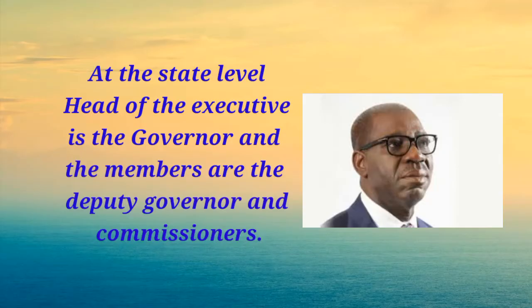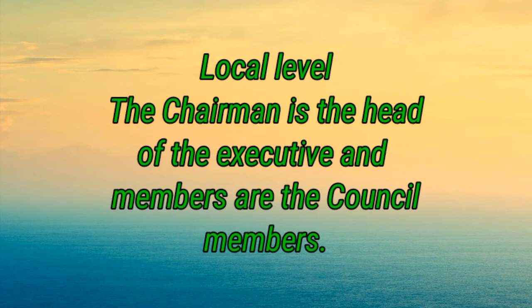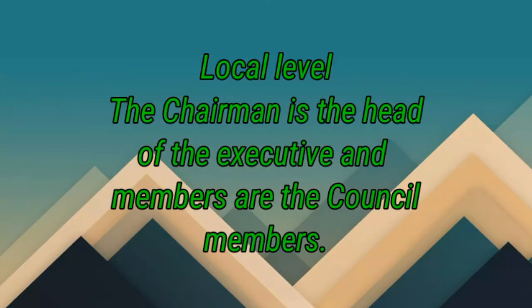Okay, at the state level, the head of the executive is the state governor, and the members are the deputy governor and the commissioners. While at the local level, the head of the executive is the chairman of the local government council, and the members are the local government council members. I hope you understand that.